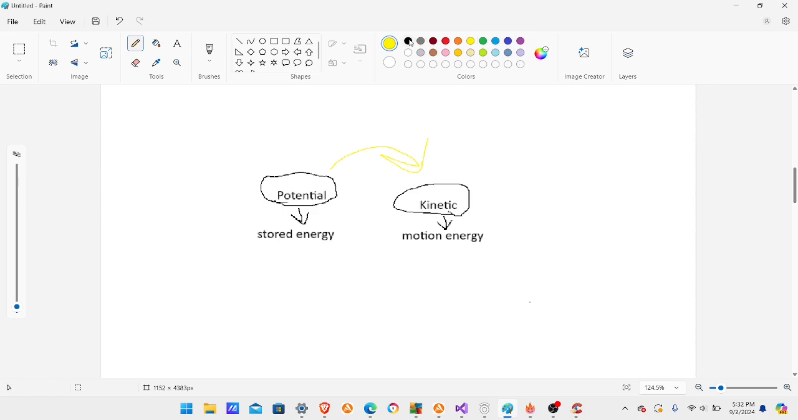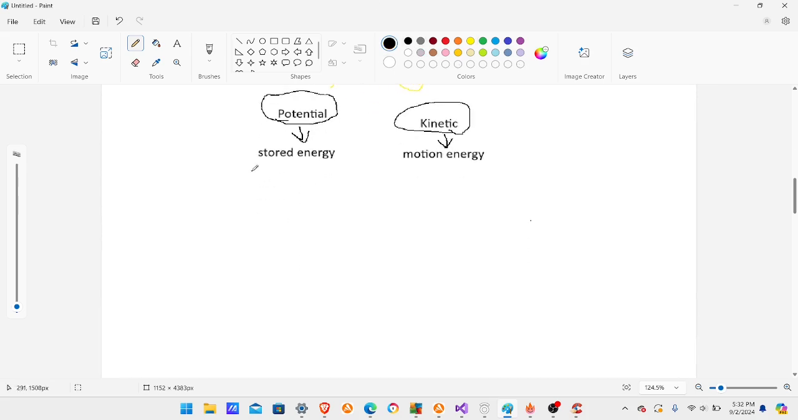So, stored energy. The first type of stored energy would be chemical energy. So let's say, for example, I have a cloud of gas. It's explosive and stuff. Let's say I have a lighter and I light this gas on fire. It's flammable gas, and this gas would be set on fire.